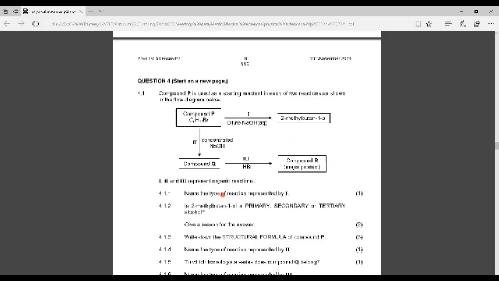Name the type of reaction. Okay, we said it's elimination. To which homologous series does compound Q belong? It belongs to alkenes. Yes, it belongs to alkenes because we removed and whatnot, and we didn't substitute or anything like that. I know you want to substitute, but in this case, we didn't substitute.